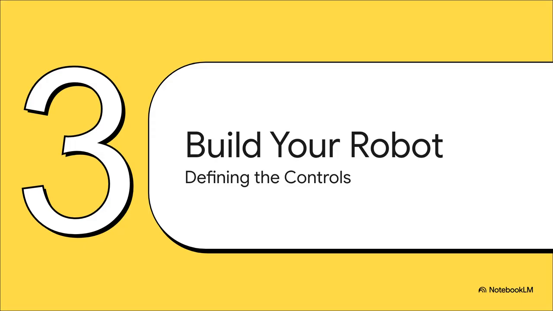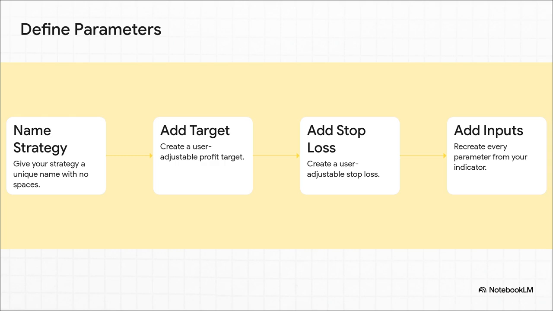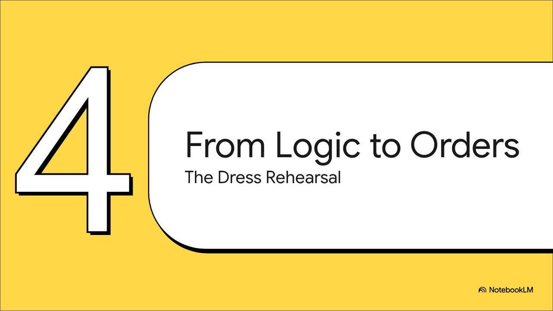All right, enough theory. Let's get our hands dirty and start building this thing. We're diving into NinjaTrader's Strategy Builder. This is going to be our workshop, where we piece together our trading robot and, most importantly, create its control panel. First things first, we need to lay out all the knobs and dials. We give our strategy a unique name, and then we create inputs for our profit target and our stop loss. But here's the really critical part. We have to recreate every single adjustable setting from the indicator itself. Think of these as the control knobs that, later on, we're going to let the optimizer go crazy with to find the perfect settings.